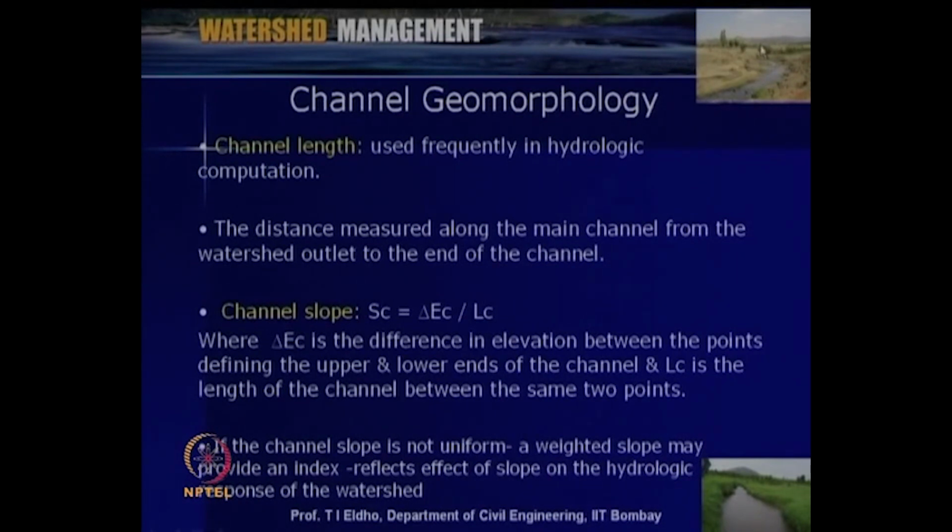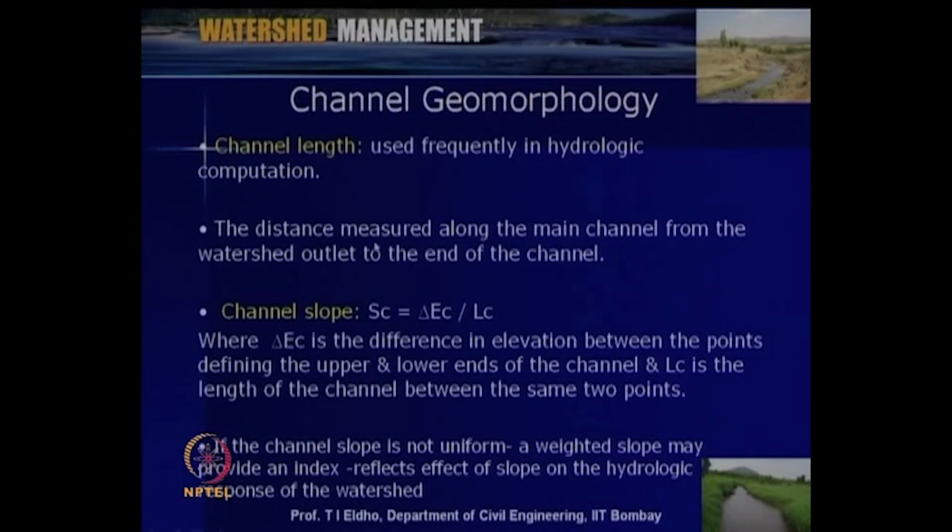So, when we say we have to identify what will be the runoff available at the outlet of the watershed, we have to see what is the channel length. Accordingly, we will be routing the flow, what is happening as far as the rainfall to runoff within the watershed. Then the distance measured along the main channel from the watershed outlet to the end of the channel, that is the channel length, as we discussed.